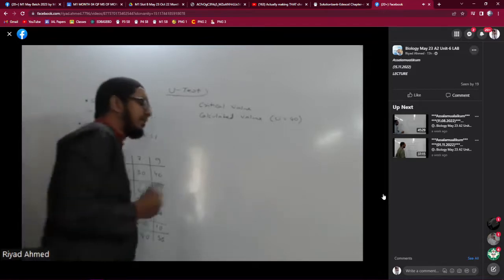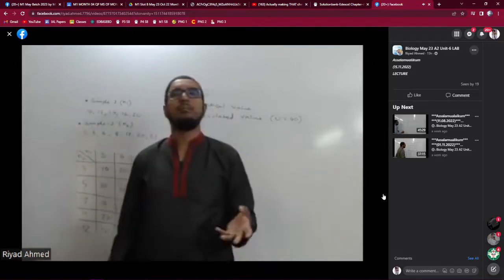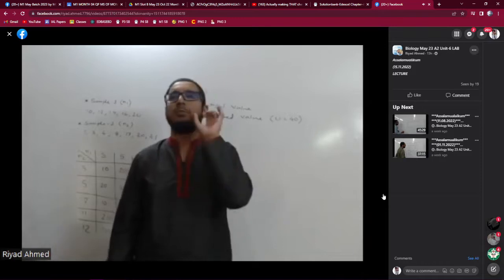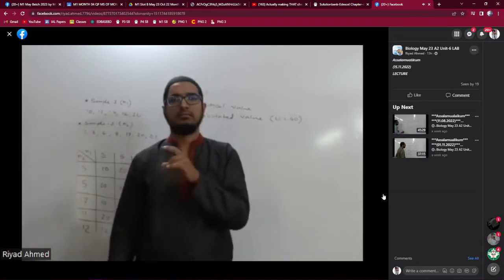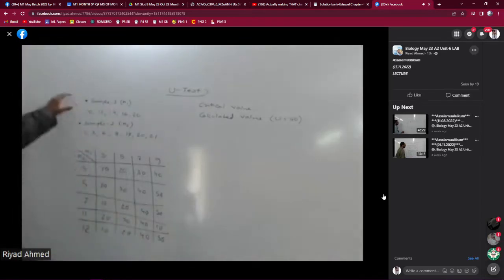Sample 1 may be a number of chickens, number of people, or anything. Number of earthworms, number of cockroaches, whatever it is, they mention it according to the question. But your target is the U-test. So in that case, there are two samples, sample 1 and sample 2, and this is the data.